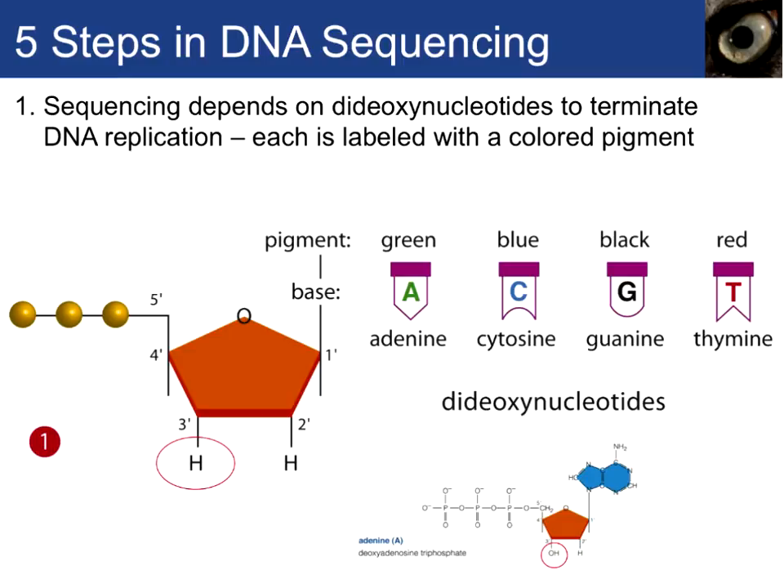The sequencing reaction depends on what are called dideoxynucleotides to terminate DNA replication. This nucleotide, the dideoxynucleotide, has a hydrogen at the 3' carbon of the ribose instead of a hydroxyl, so it can't bind to the next nucleotide. Each of the four dideoxynucleotides is labeled with a different colored pigment. In the slide, adenine is green, cytosine is blue, guanine is black, and thymine is red.